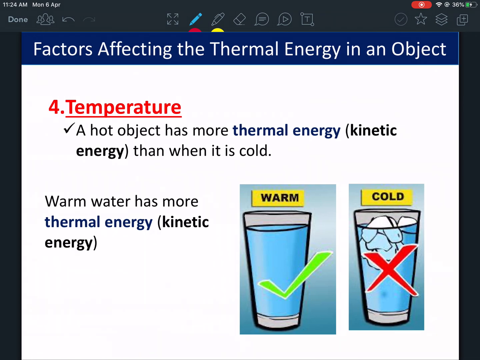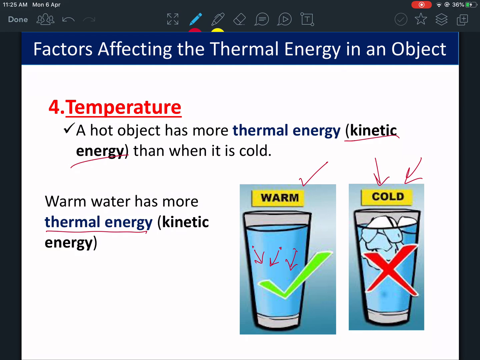The fourth factor that affects is temperature. A hot object has more thermal energy. If the object is hotter, it would probably have more thermal energy than a cold object because it has more kinetic energy. In a hot object, the particles are moving faster. Warm water has more thermal energy, or more kinetic energy, than cold water.